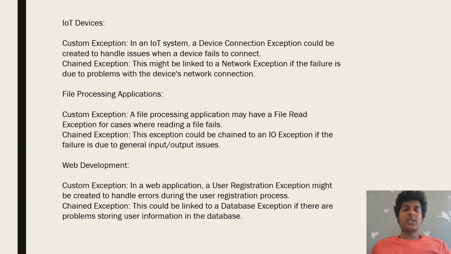IoT devices. Custom exception: in IoT systems, a DeviceConnectionException could be created to handle issues when a device fails to connect. Chained exceptions: this might be linked to a network exception if the failure is due to problems with the device's network connection. File processing applications. Custom exception: a file processing application may have a FileReadException for cases where reading a file fails. Chained exception: this exception could be chained to an IOException if the failure is due to a general input or output issue.